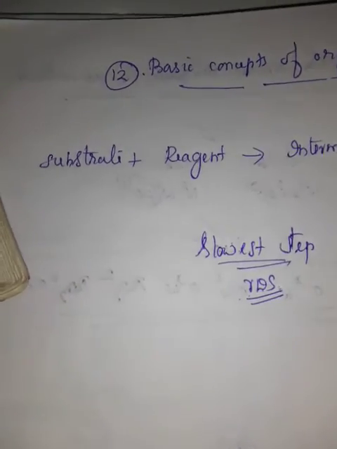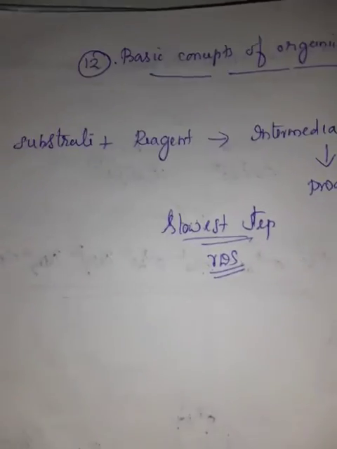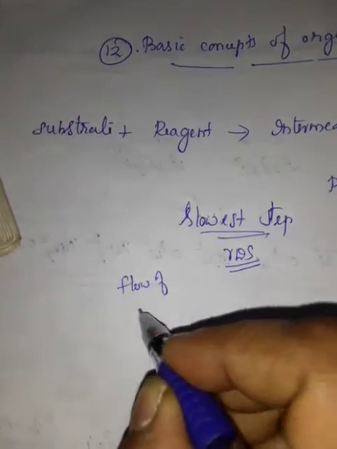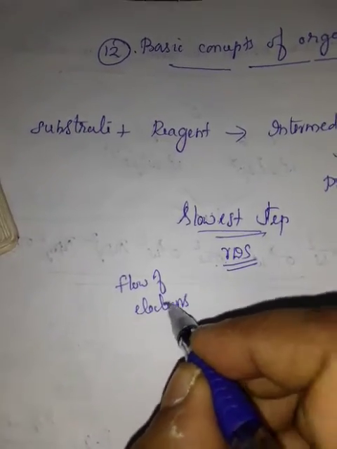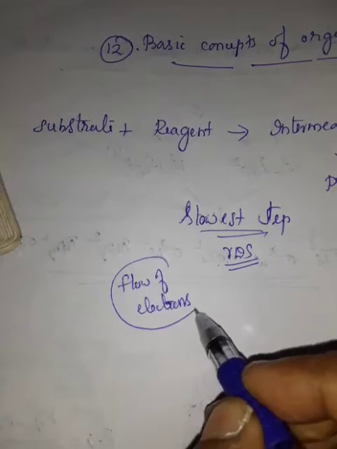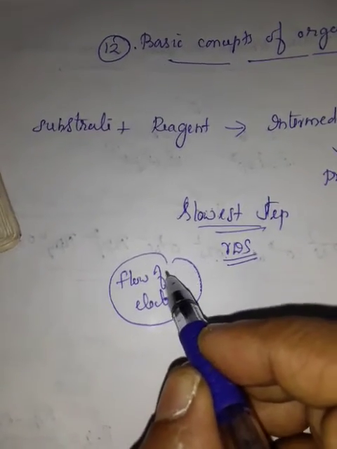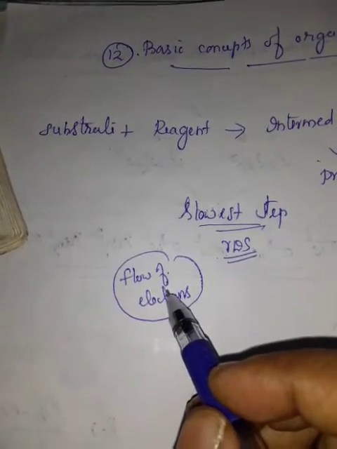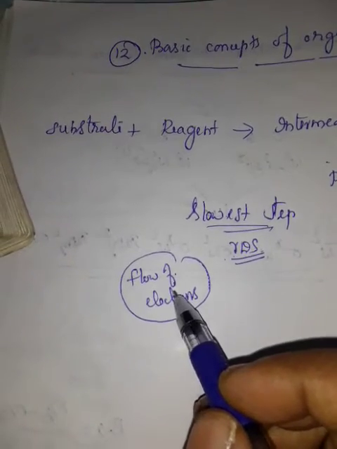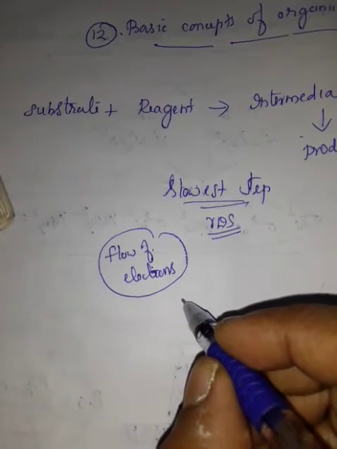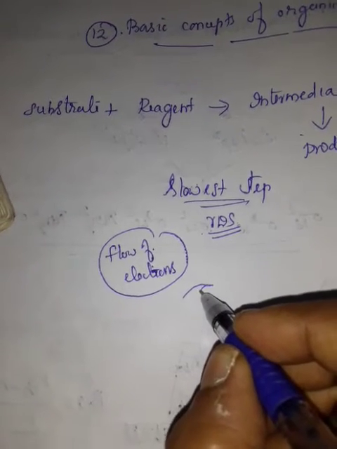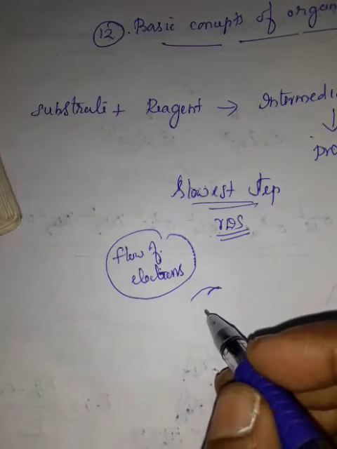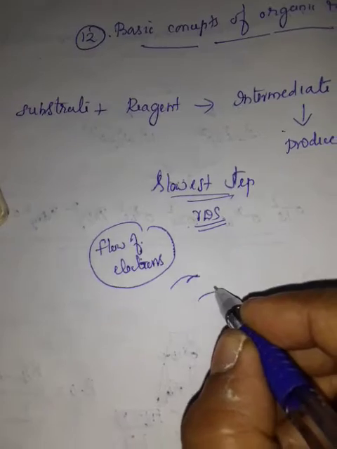So, an organic reaction can be understood mainly by the flow of electrons, by following the direction of flow of electrons and the type of intermediate formed. The direction of flow of electrons is represented by a curved arrow. If one electron flows, it is a half curve, this one. It is called a fish hook arrow. The movement of a pair of electrons is shown by a double-headed arrow.